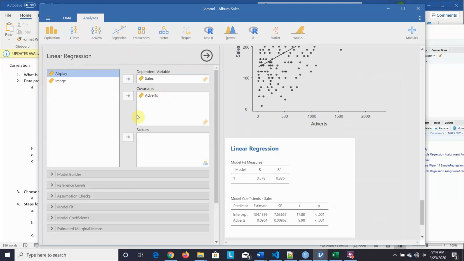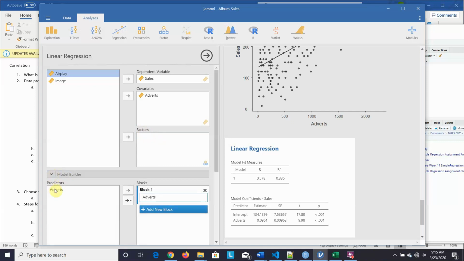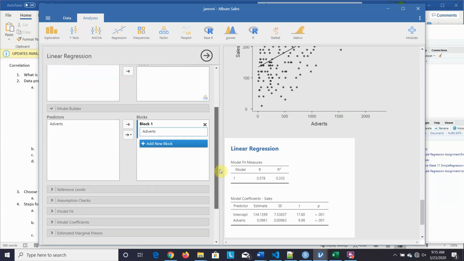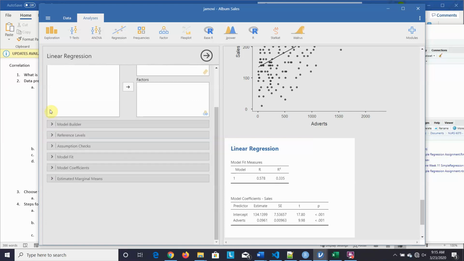It doesn't divide people into groups. We've seen that word factors. And yes, you can do regression with grouping variables. We'll talk a little bit more about that later, but we're not going to do that this week. Under model builder, you'll see that adverts automatically gets put into this block, and we will go with that. You can actually do more blocks and put things in order, and we'll talk more about that later, but nothing this week. So no changes under model builder.